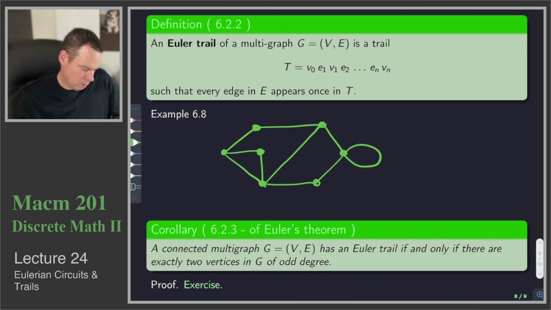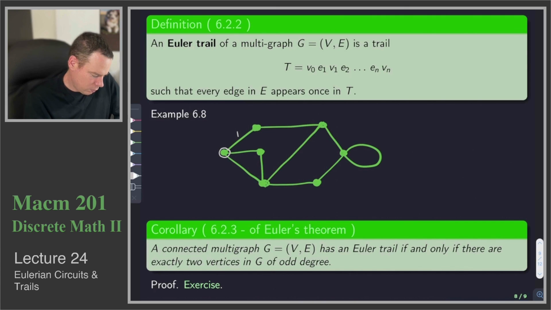And let's see. Yeah, we'll let that be our example. I want to know, is there an Euler trail in this one, and can we find it? Well, I'll start at this vertex, and I'll just run through my list.